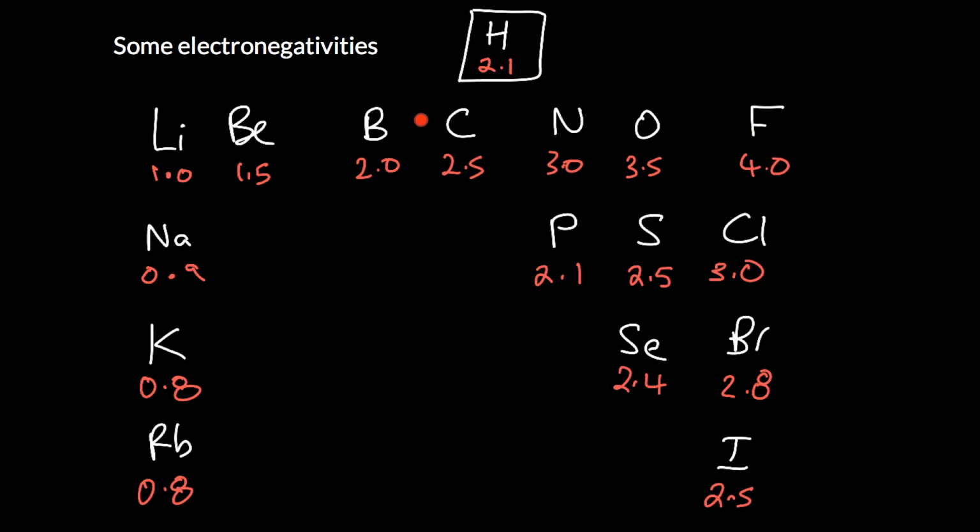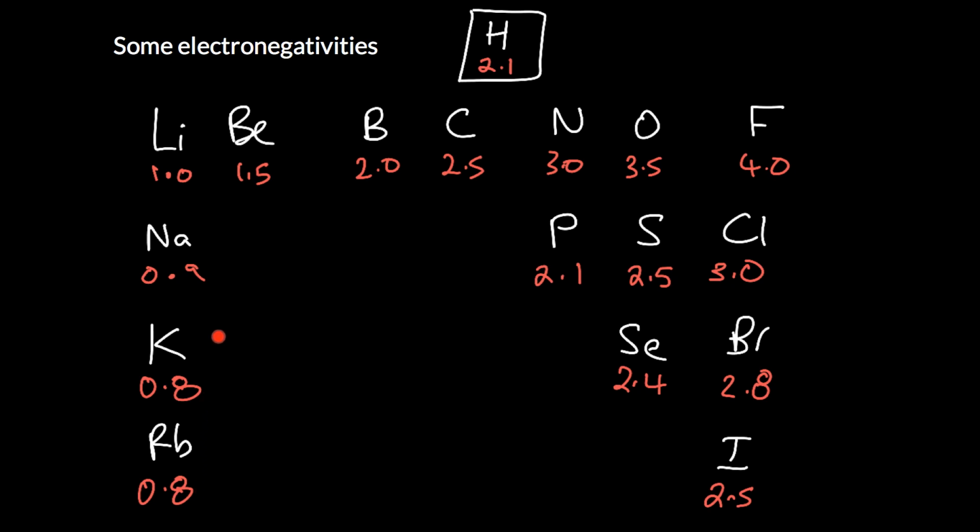Hydrogen is somewhere in between boron and carbon, so some periodic tables put it in the middle just because of that. I think everything else you should just know the trend. The trend is it increases from left to right. As you go from left to right, I haven't drawn too many in this period, I'm afraid, but you can see the numbers are going up, and they go up from bottom to top.